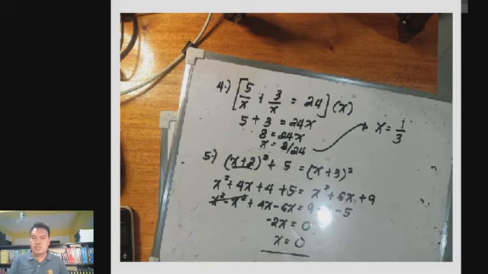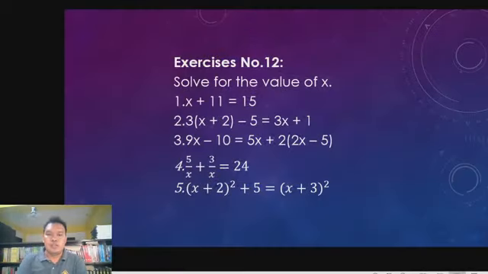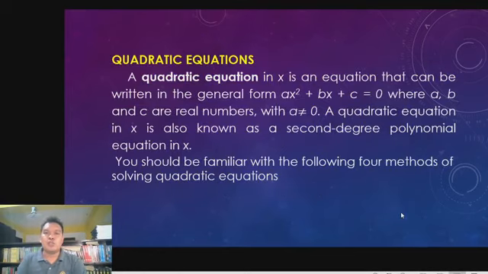Okay, so let's continue. Another example pa ba? Wala na. Okay, so let's continue on the presentation. So, quadratic equation. A quadratic equation in x is an equation that can be written in the general form ax squared plus bx plus c is equal to 0, where a, b, and c are real numbers, with a should not be equal to 0. A quadratic equation in x is also known as the second degree polynomial equation in x. You should be familiar with the following 4 methods for solving quadratic equations.